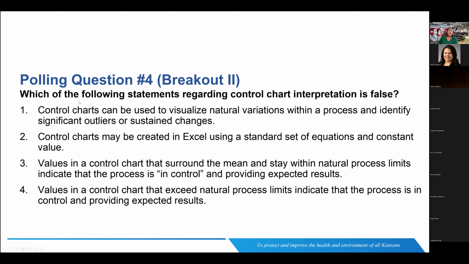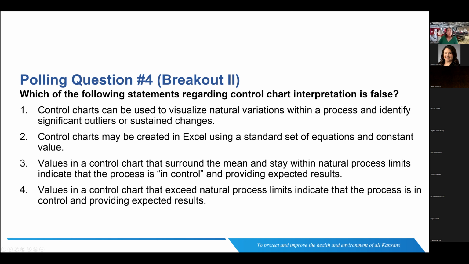Okay, so we have a 4th poll question, and I apologize, I know there are some lengthy responses, but which of the following statements regarding control chart interpretation is false? Option 1 is control charts can be used to visualize natural variations within a process and identify outliers or changes. Control charts may be created in Excel using a standard set of equations and constant values.